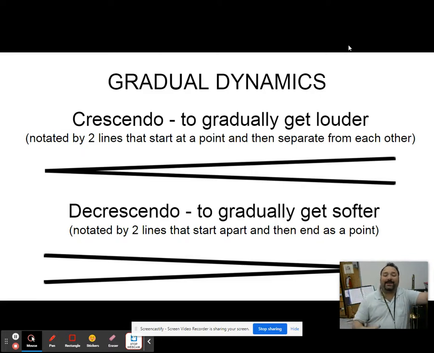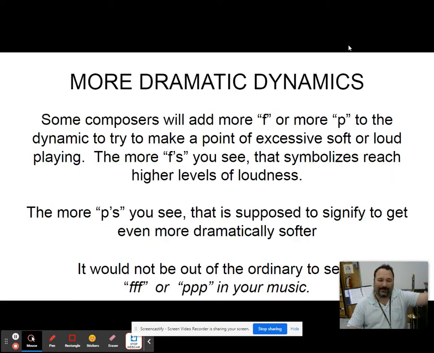The flip side of that is decrescendo, the anti-crescendo, the backwards crescendo. It's also called a diminuendo. If you go from two lines starting separated and then they come together and eventually meet in a point, all right, that is a decrescendo. It means to get softer, to get smaller. If you get smaller dynamically, you are getting softer.